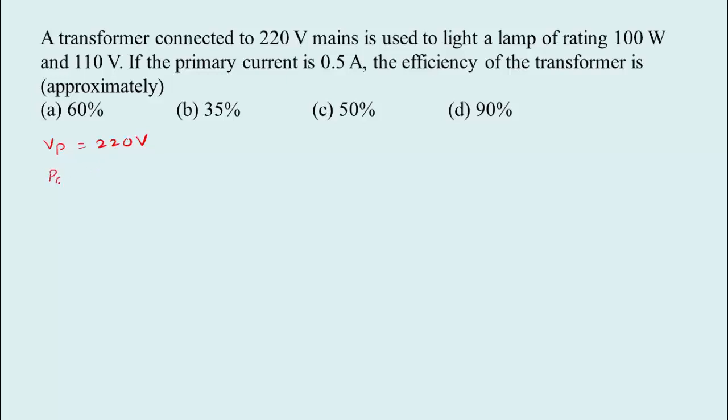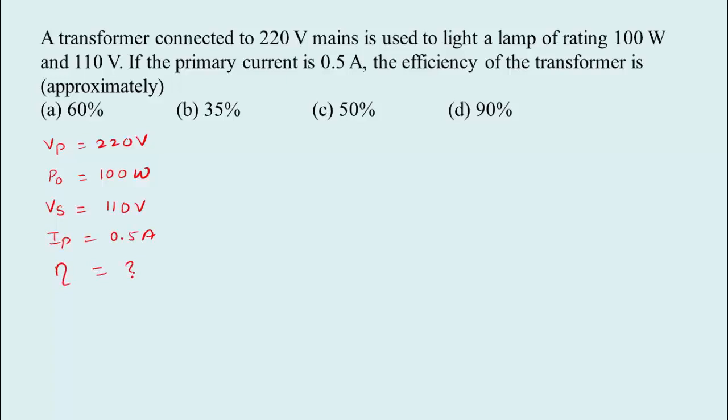The output power is given. Let us take it as Po, 100 watt, and 110 volt is output voltage. Output voltage we will get at secondary coil. So let us write it as Vs is 110 volt. And the current in the primary is given, Ip equal to 0.5 ampere. Then we have to calculate efficiency.